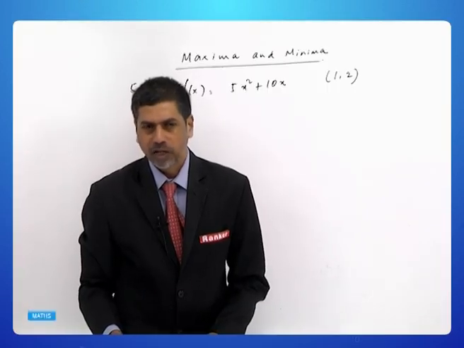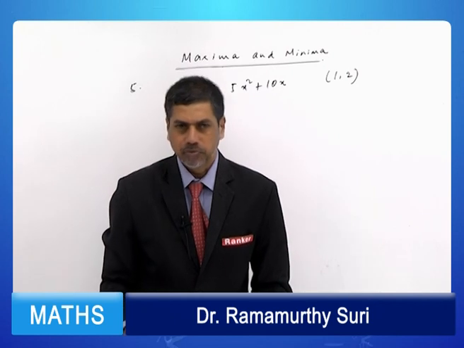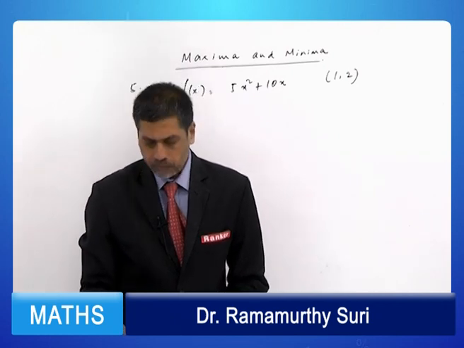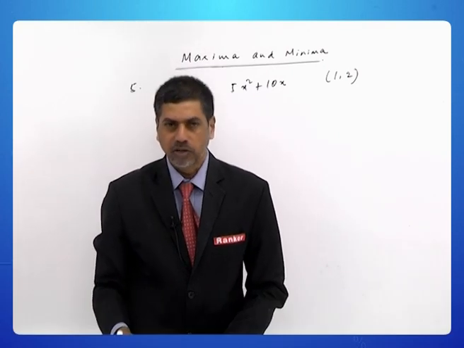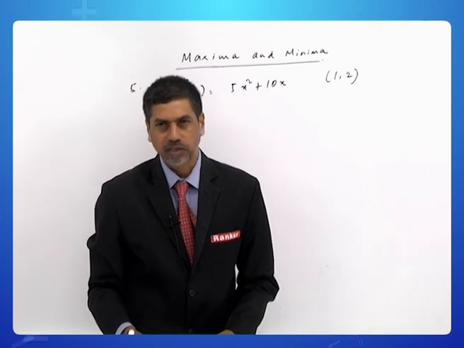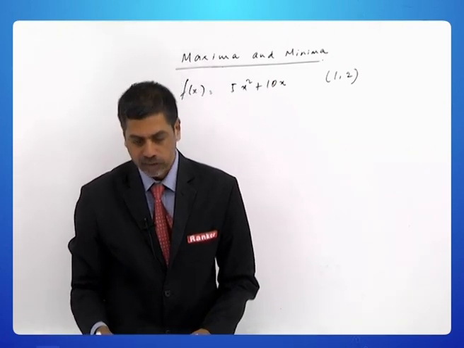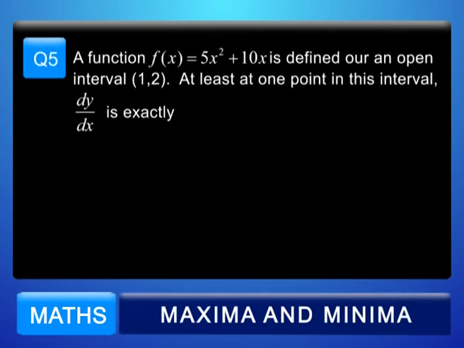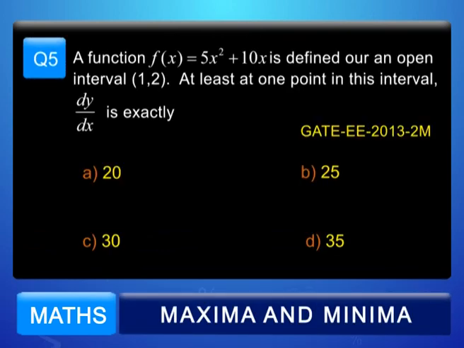Question number 5. This is basically a mean value theorem problem, but generally mean value theorems and the theory of maxima minima are inseparable. Therefore, we can accommodate it in this segment. A function f of x is equal to 5x squared plus 10x is defined over an open interval 1, 2. At least at one point in this interval, dy by dx is exactly, the options are 20, 25, 30, 35.